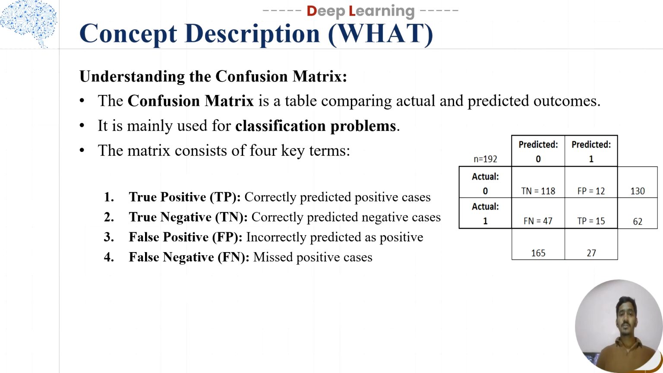False positive. These are the cases where the model predicted positive but the actual value was negative. In this example, the model said 12 people had the disease but they were actually healthy. This is called a type one error. False negative. These are the use cases where the model predicted negative but the actual value was positive. In this example, the model missed 47 people who actually had the disease. This is called a type two error.